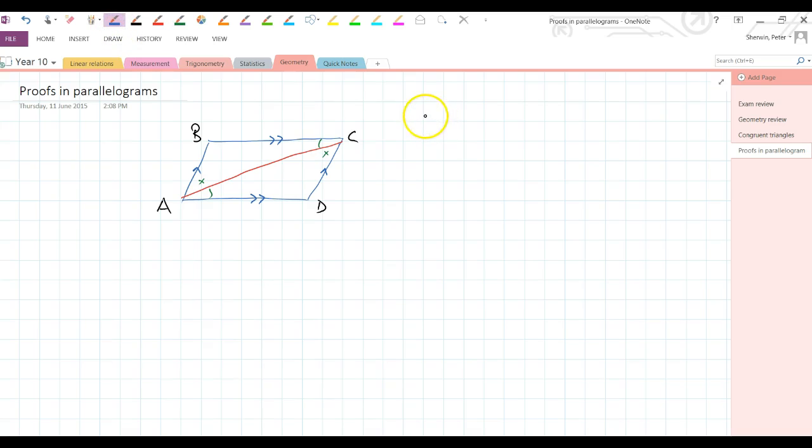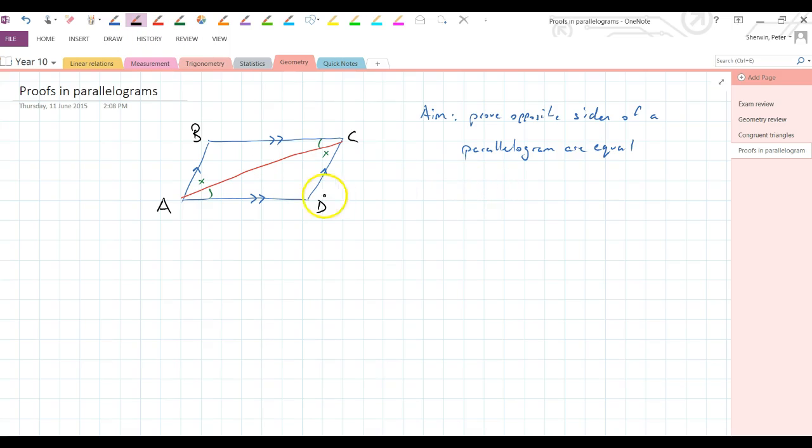So maybe I need to put that at the top here. My aim is to prove opposite sides of a parallelogram are equal. Right, that's what I'm trying to prove. So I don't know that, and I can't use it in my proof. Okay, so what can I say? Well, I can't use that, but I can look at this. AC is a common side. It's common to both triangles. So that means I've got two angles and a side. I've got an AAS. Right, so I've got it. Let's go.